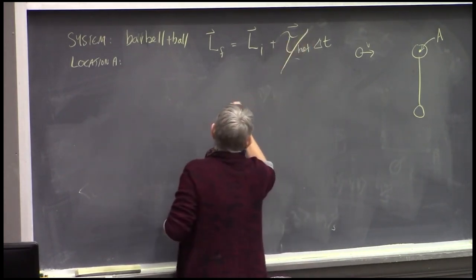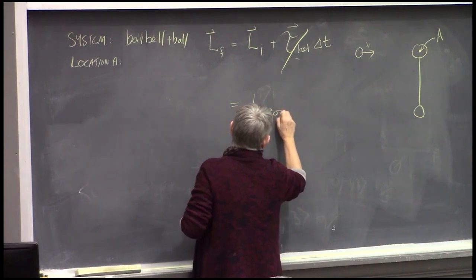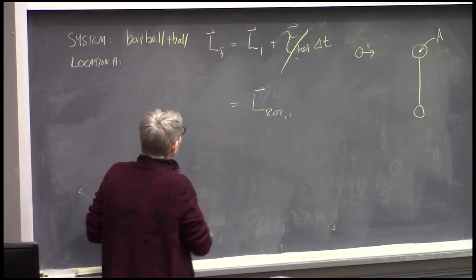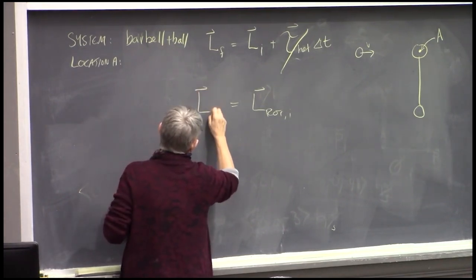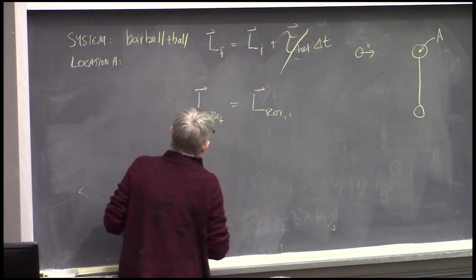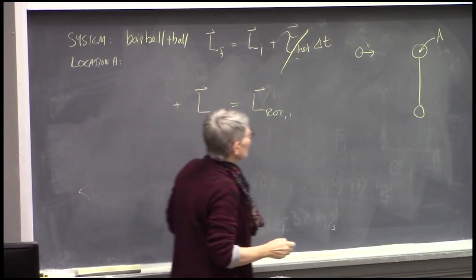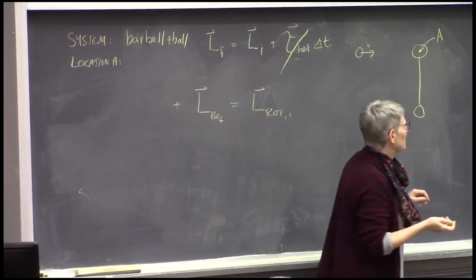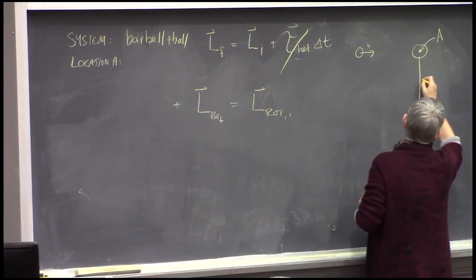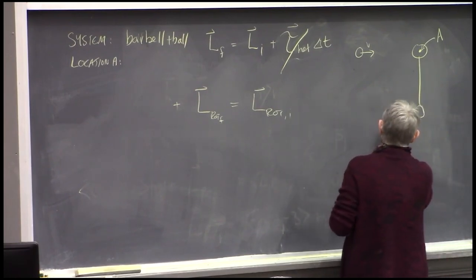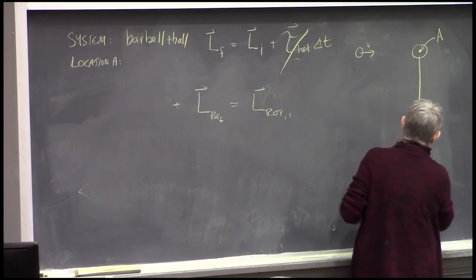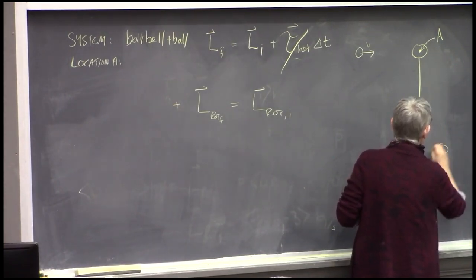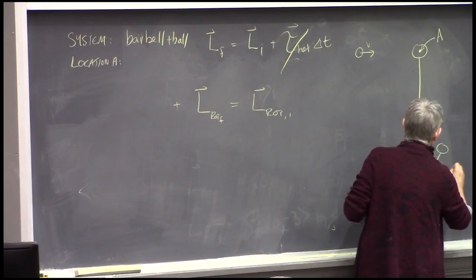So what we've got is only the initial rotational angular momentum, which we know, and the final rotational angular momentum, which we're trying to find out. And then there's now one more component of angular momentum, because as this barbell moves, here's our location A, and now our barbell is rotating, but it's also moving away.